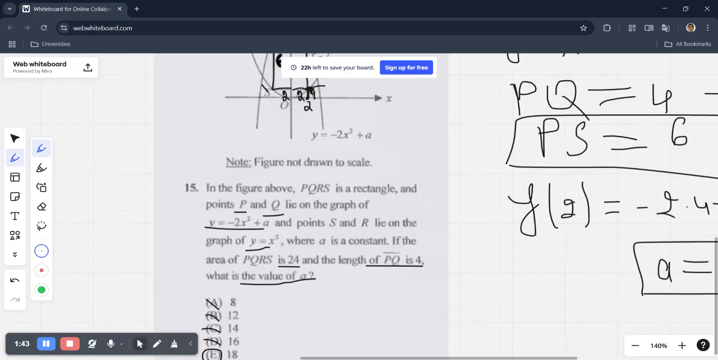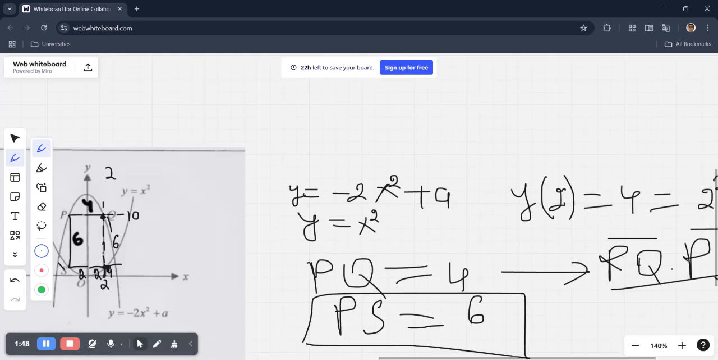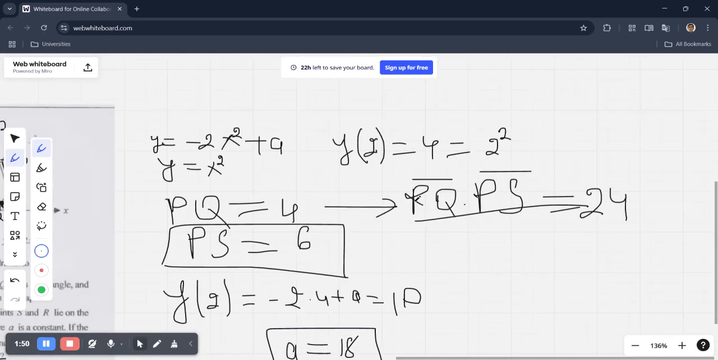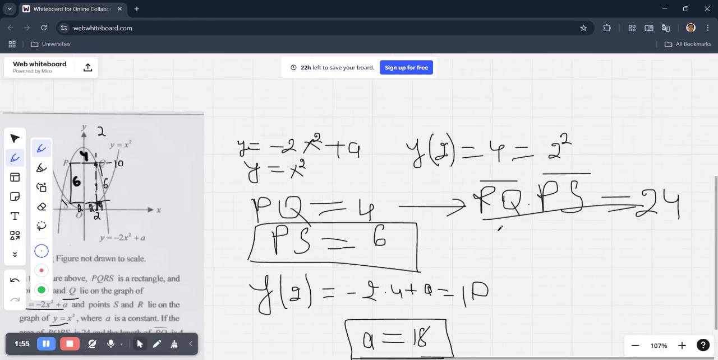Well, if the area of the rectangle is 24, then what we can find from here is that the area of this rectangle can be found by multiplying these two variables, PQ multiplied by PS. As you know, PQ is equal to 4, and depending on this, automatically the length of PS is equal to 6.